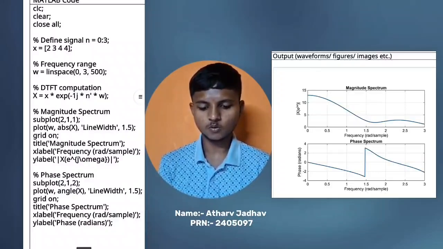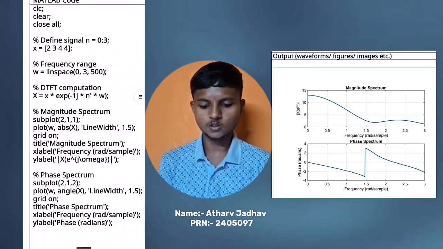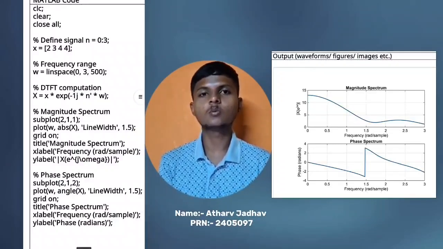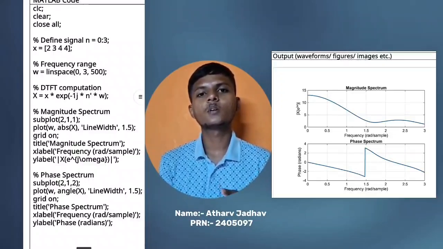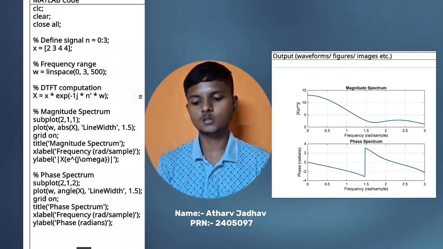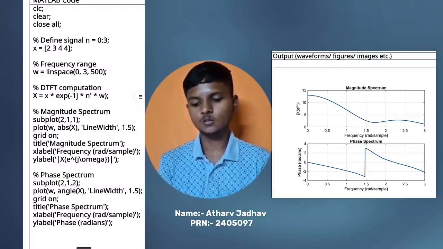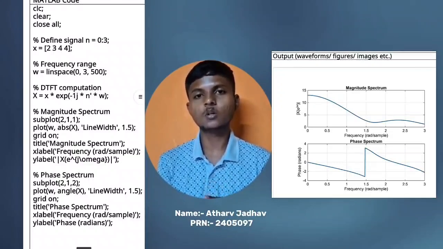The next line of our code is define signal: x equals 2, 3, 4, 4. So 2, 3, 4, 4 means our signal at n equals 0 is 2, at 1 is 3, at 2 is 4, and at 3 is also 4.